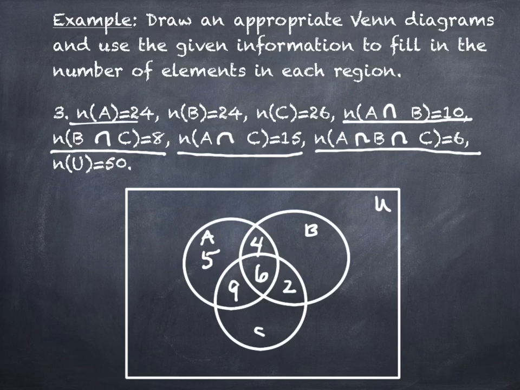Okay, so I've done this one. How about we do B next? Is that all right? Okay, B is another 24. So I'm supposed to have 24 over here. I've already got a 4 plus a 6 plus 2, and so I'm missing 12.